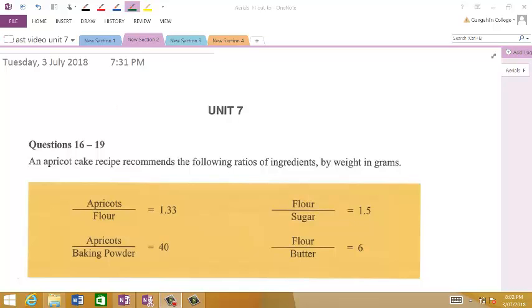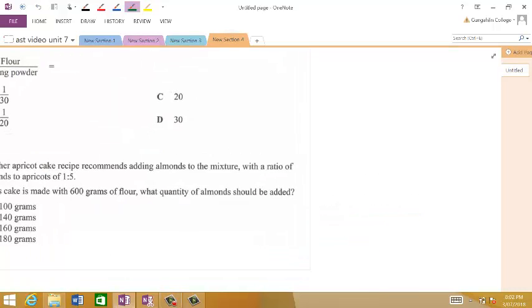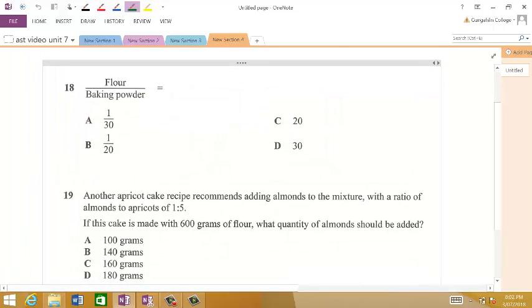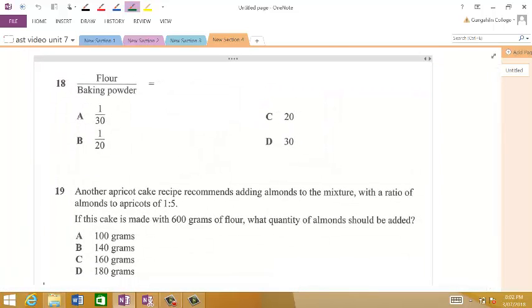In the previous video we looked at questions 16 and 17 of Unit 7. Now we're going to look at questions 18 and 19. So, questions 18 and 19, here we go. We've got flour and baking powder. Now this is a slightly different question.